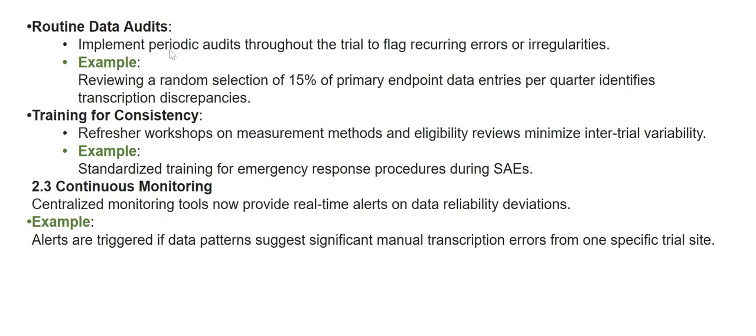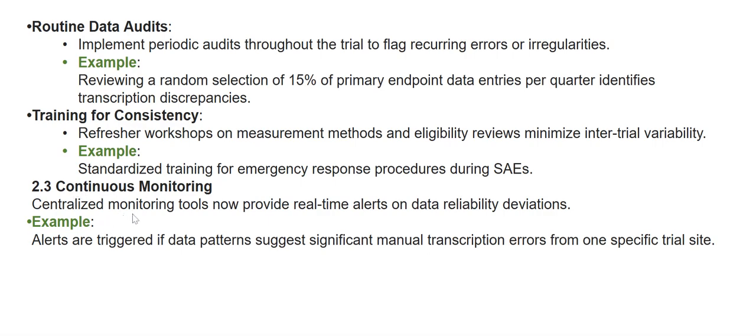Routine data audits. Implement periodic audits throughout the trial to flag recurring errors or irregularities. Example: reviewing a random selection of 15% of primary endpoint data entries per quarter identifies transcription discrepancies. Training for consistency. Refresher workshops on measurement methods and eligibility reviews minimize inter-trial variability. Example: standardized training for emergency response procedures during serious adverse events, SAEs.